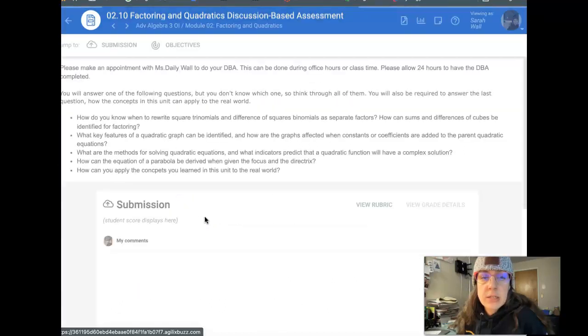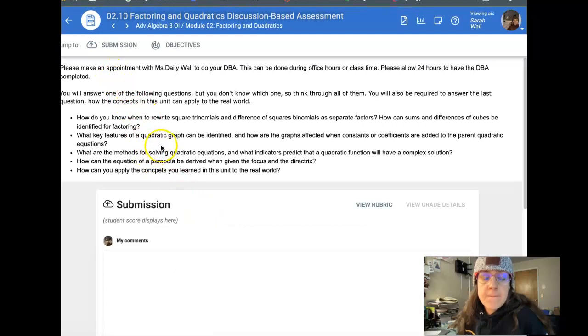the assessment questions. So your questions for the quadratic DBA is, how do you rewrite square trinomials and difference of squares? Perfect factoring, and the sum and difference of cubes. What is a quadratic and the constraints? What are the methods for solving quadratic equations? There are like 4, I think. And can the equation of a parabola be derived when given the roots and the directrix? And where do you find parabolas in the real world? There's a bridge in Portland that's a parabola, an upside down parabola.